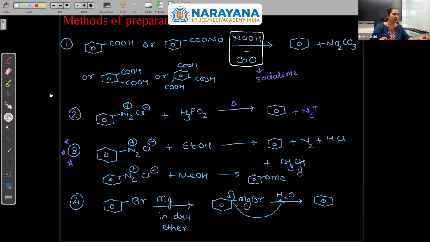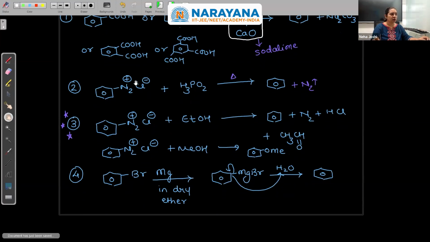That was the first method. Next is preparation from diazonium chloride. Now in diazonium chloride, when we prepare, this N2 is a very easily losable group, right? Even if we heat it beyond 5 degrees, then nitrogen is lost. So that reaction is used. If you heat it, nitrogen is lost and benzene is formed.